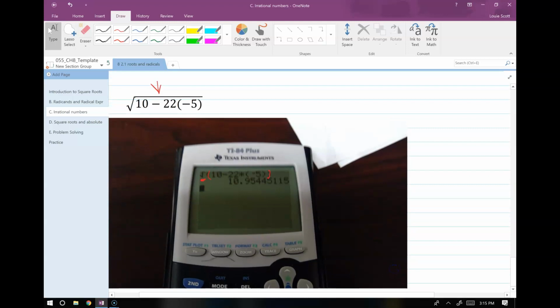Like I said, make sure you know how to do this stuff. And if you're using your phone for a calculator, make sure you know how to find this on whatever calculator you're going to use for the next exam. Okay.